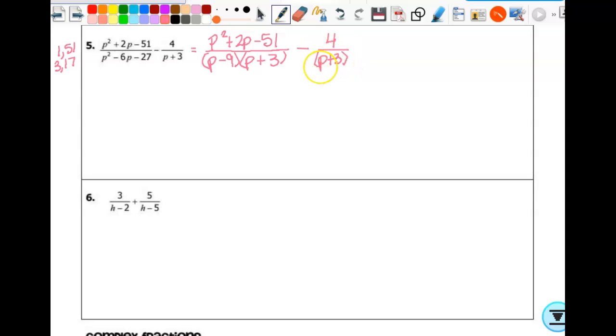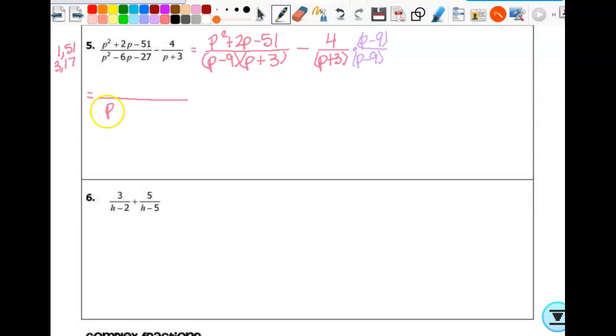Now, do you see maybe a better common denominator than just multiplying them? Yes, because I can keep this denominator and it's just fine, but I only have a p plus 3. I would need to multiply this by p minus 9, which means I'd have to multiply by p minus 9 up here. That's how we multiply by a factor of 1, that's how we get our common denominators. Yes? So I'm going to rewrite this again.